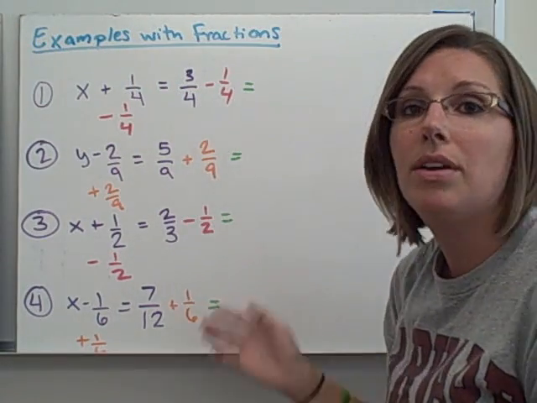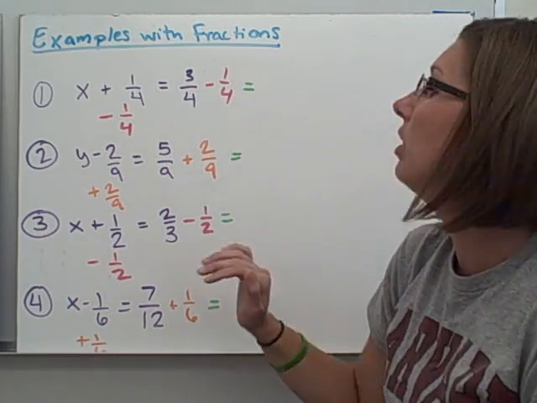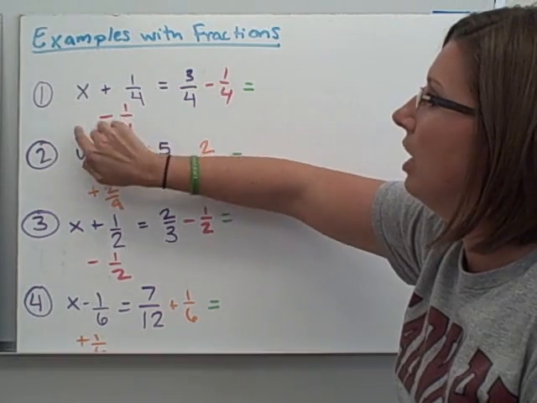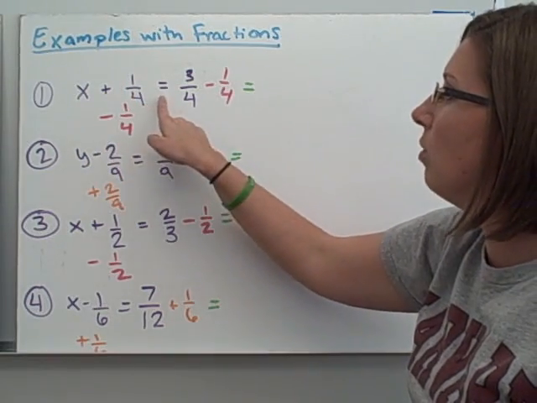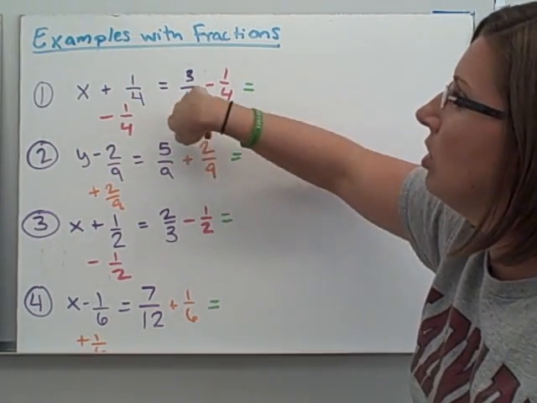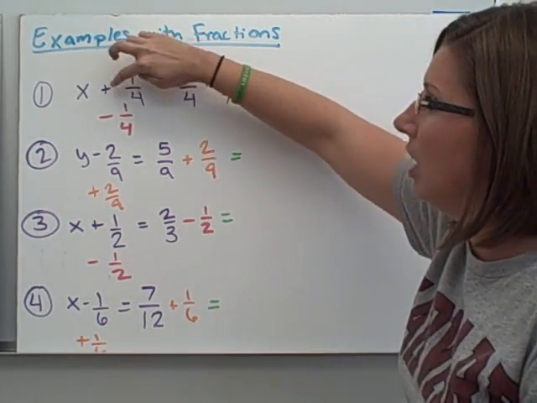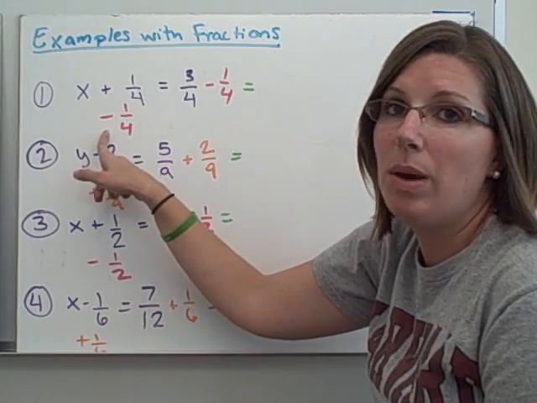So let's start with some equations. I've written the equations down and started the problem for you guys, but let's walk through it together. So in purple, you'll see the equation x plus 1/4 equals 3/4. So I have to use inverse operations to undo the plus 1/4. To undo plus 1/4, I'm taking away 1/4.